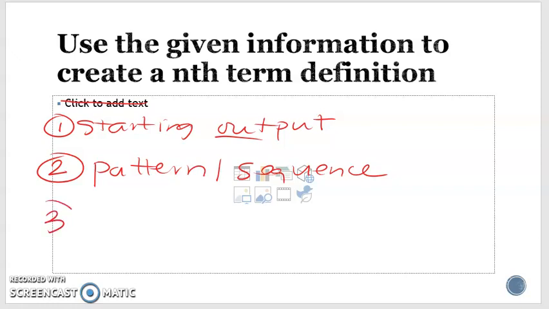And then what will help with the domain portion is knowing your starting input. Now, this will just help you to be able to write that ending part that goes with your definition. So once again, the things you need to find is your starting output, understanding what your pattern or your sequence is, and also being able to state your starting input.